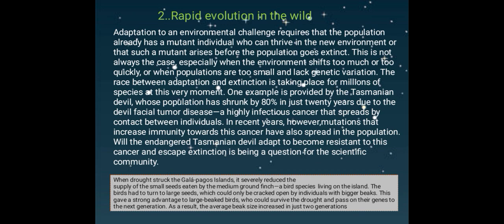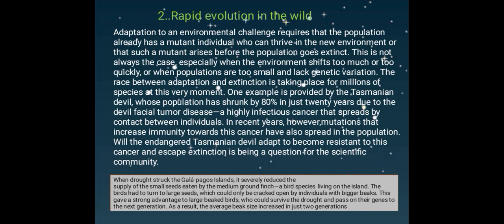Adaptation to an environmental change requires that the population already has a mutant individual who can thrive in the new environment, or that such a mutant arise before the population goes extinct. This is not always the case, especially when the environment shifts too much or too quickly, or when populations are too small and lack genetic variation. The race between adaptation and extinction is taking place for millions of species at this very moment.